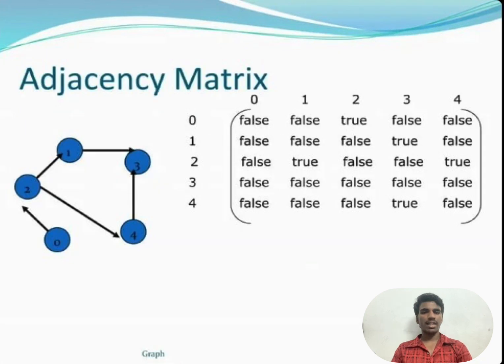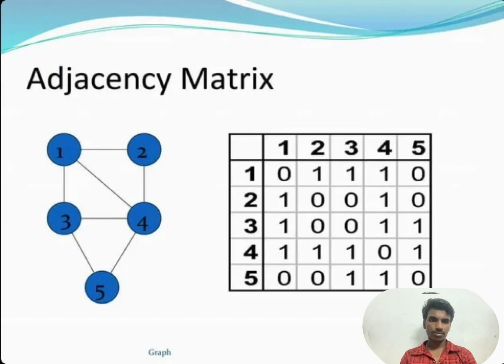Adjacency matrix. Here the rows and columns are 0, 1, 2, 3, 4. 0 is connected to 0: false. 0 is connected to 1: false. 0 is connected to 2: true. 0 is connected to 3: false. 0 is connected to 4: false. 1 is connected to 0, and so on. The graph is totally presented like this.